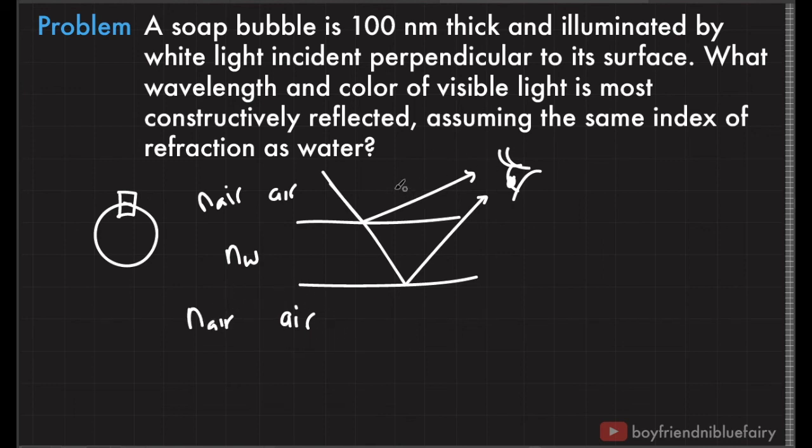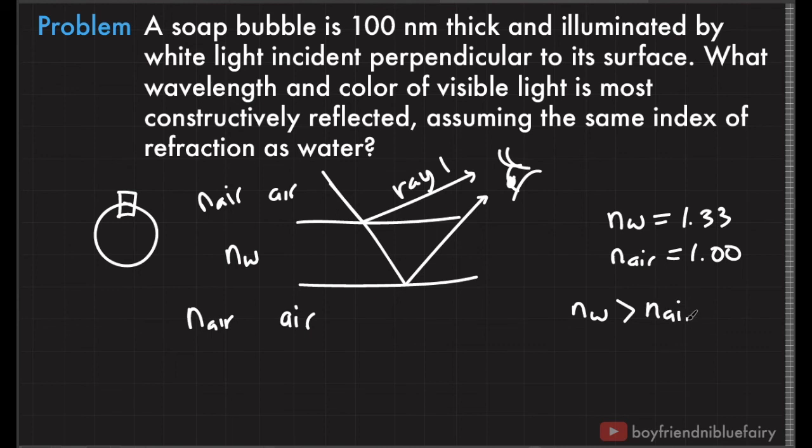Now, ray 1 is a reflected ray, and obviously the refractive index of water is approximately 1.33 and the refractive index of air is approximately equal to 1.00. Since the refractive index of water is greater than the refractive index of air, ray 1 actually has a path difference of lambda over 2.